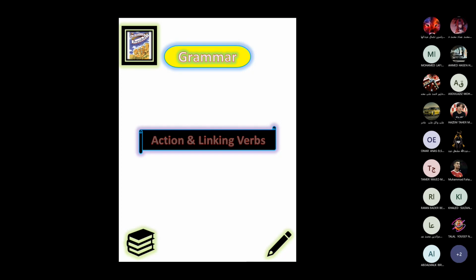But today we have a certain lesson about action and linking verbs. Today we are going to discuss this verb. What is that verb, and what are the types of verbs? We have two types today of verbs, action ones and linking ones. So what is the action verb and what is the linking verb? This is what we are going to know today, okay? We have examples: think, feel, sleep. These are verbs, but let's know more about the verb.